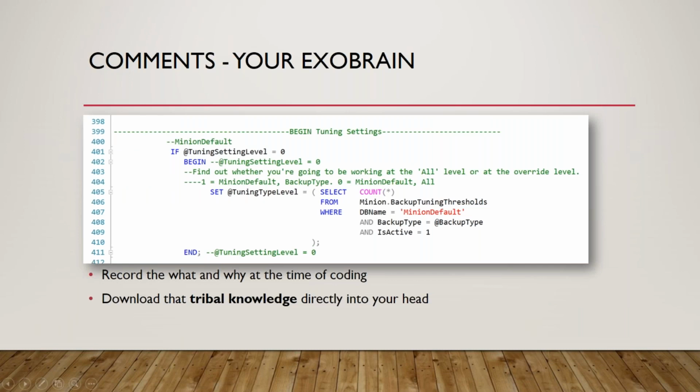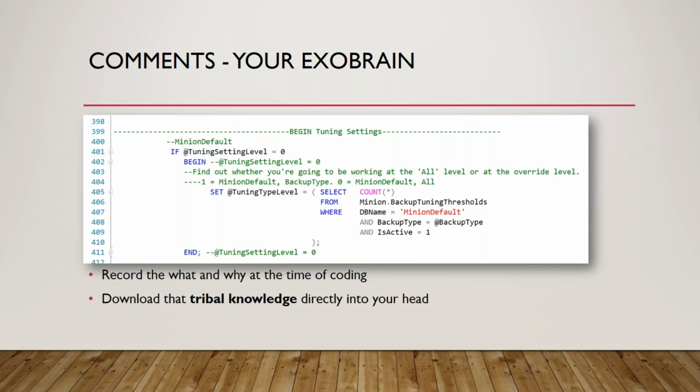Let's see. I was going to give an example of that. Good, I've got the example right here. So we've got a little snippet of code here that doesn't make a ton of sense. Set tuning settings level equals 0. Well, the variables are at least well named. Set tuning type level equals select count from. Okay, it's going to take a little while to remember what on earth this is for. Oh, wait, there's a comment right there. Find out whether you're going to be working at the all or the override level. 1 equals. Oh, that's right.